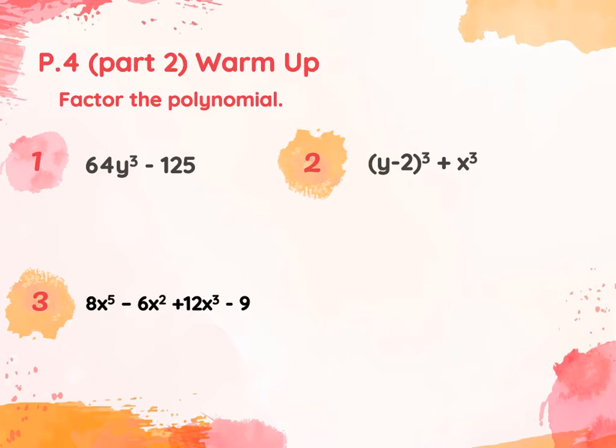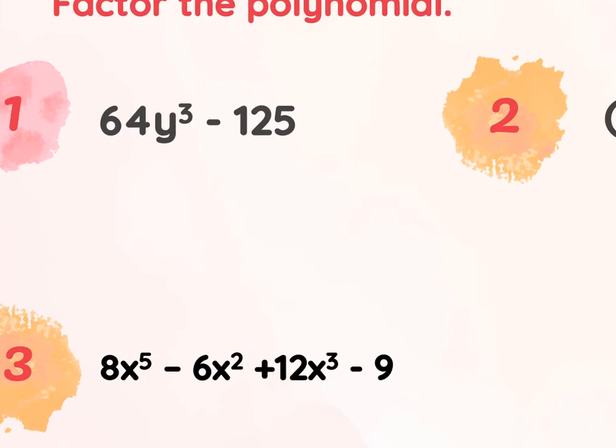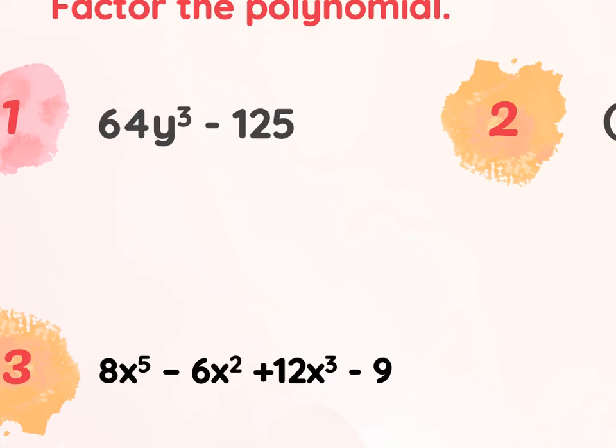All right, let's work through the warm-up. So part 2 of P4 was perfect cubes, and then the sum and difference of perfect cubes and factoring by grouping. So if I look at the first one that's there, I can't factor anything out, but 64 and 125 are both perfect cubes. So I'm going to cube root 64y to the third, and I get 4y, and cube root 125, and I get 5.